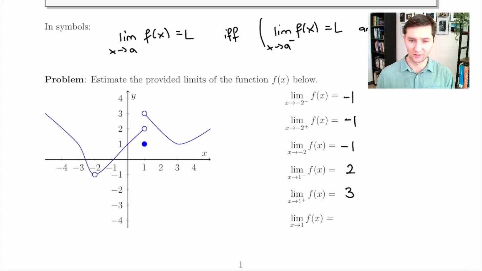Because the left-hand limit is different than the right-hand limit, I can conclude, without even looking at the graph of my function, that the limit as x approaches 1 does not exist.